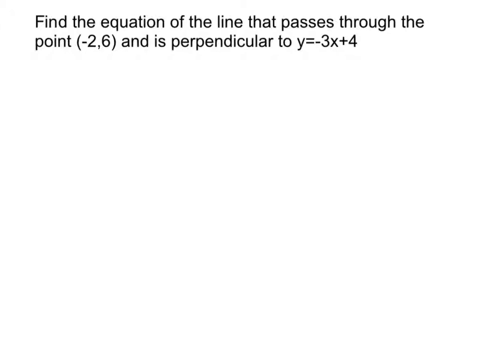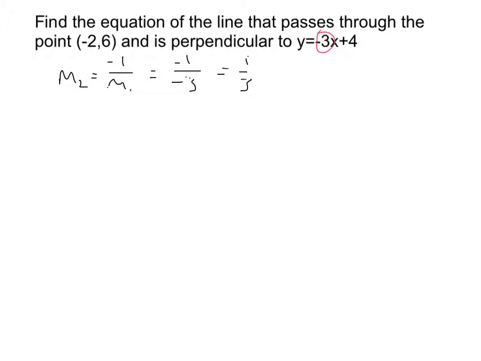Now for the next one, we're finding the equation of the line that passes through the point -2, 6 and is perpendicular to the line y equals -3x plus 4. So firstly to look for the gradient of the line that we're after, m2 equals -1 over m1. m1 is -3 from here, so that'll equal -1 over -3, which just equals a third. So that's the gradient that we need.